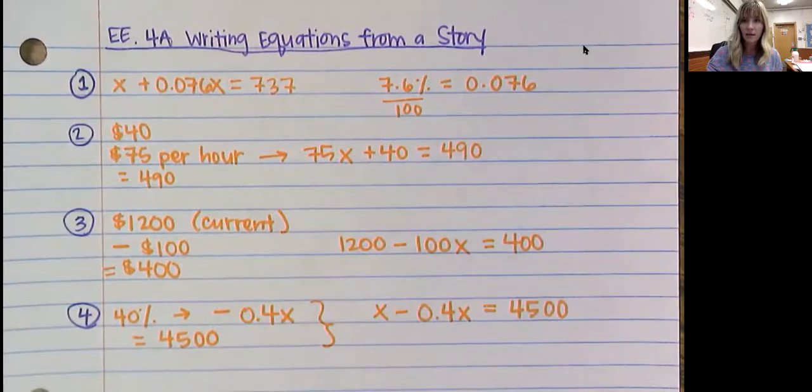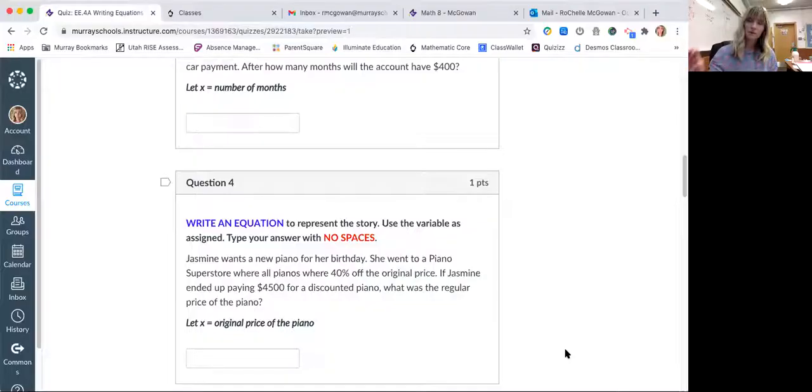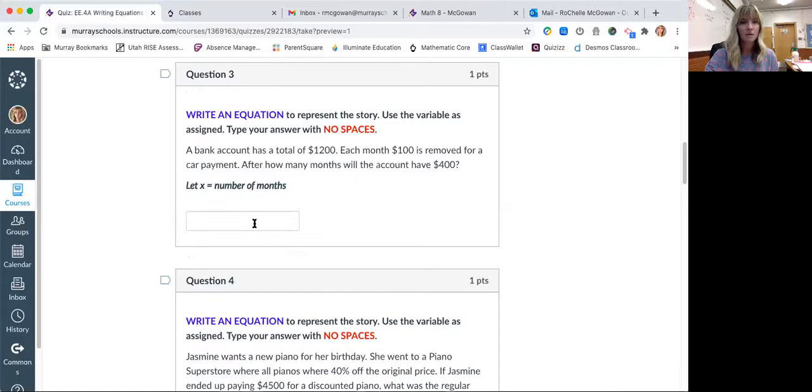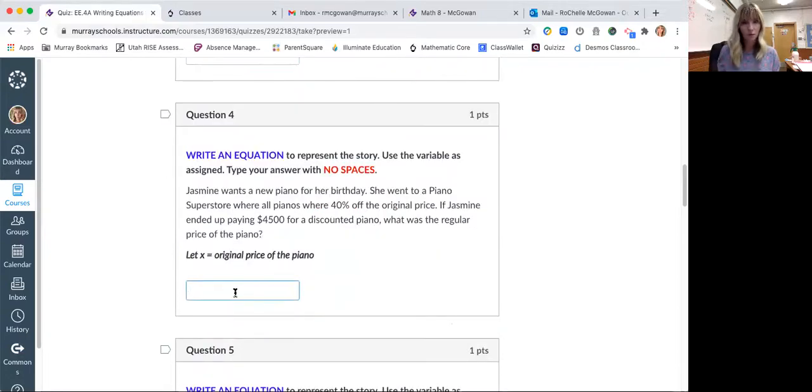Okay, let's go back to Canvas and make sure we know how to type those other 2 in. And if I can find the right screen. Going back and forth is obviously tricky for me. So question number 3, we said start with 1,200, take away 100 every month, and when will that equal 400? See how I did that with no spaces? Question number 4, original price of the piano minus 40% of the original price. So both of these have the X. Remember, that's how those percent ones work. And that ended up equaling 4,500.